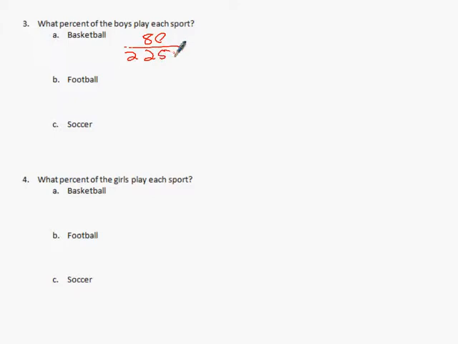So 80 out of 225 boys. I need to turn this into a percentage, so before I do that, I'm going to simplify it, make it much easier. I'm going to divide each the top and the bottom by 5. So on the top, I get 16. Bottom, I get 49. Do I get 49? No, I don't get 49.